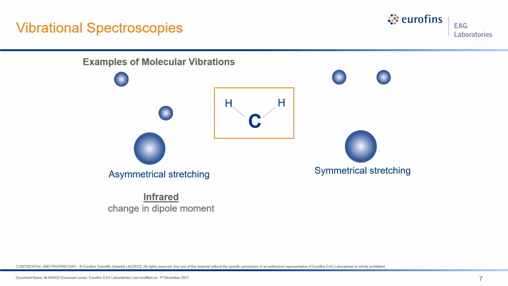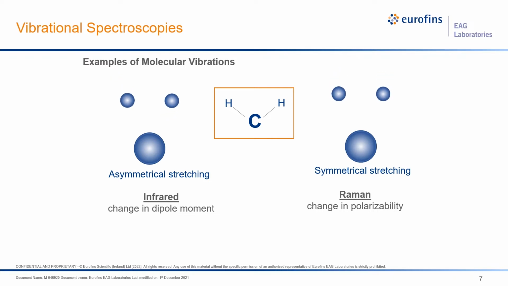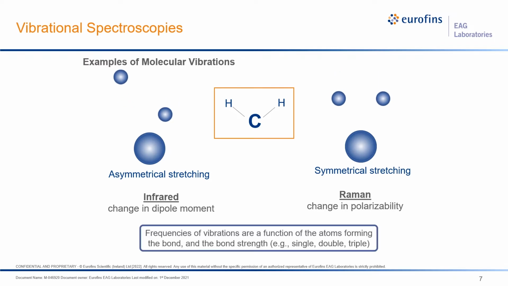And one thing that's important to note is infrared is much more sensitive to changes in dipole moments, so more of the asymmetric type of stretching, while Raman is more sensitive to changes in polarizability, which is more symmetric stretching. And this produces different results. Another thing to note is that the frequency of the vibration is a function of the atom and the bond strength.